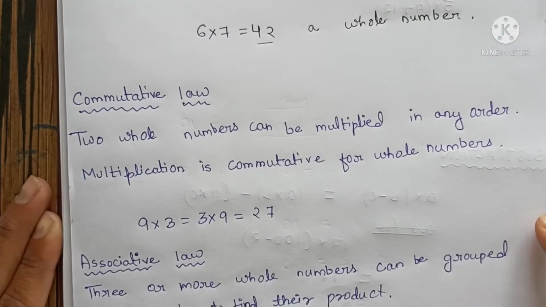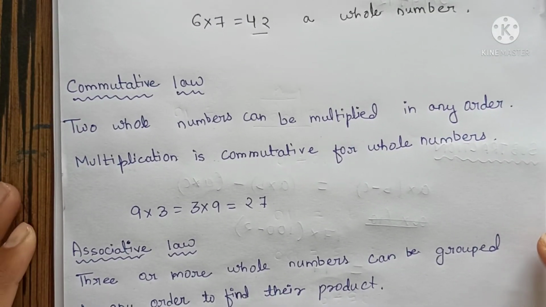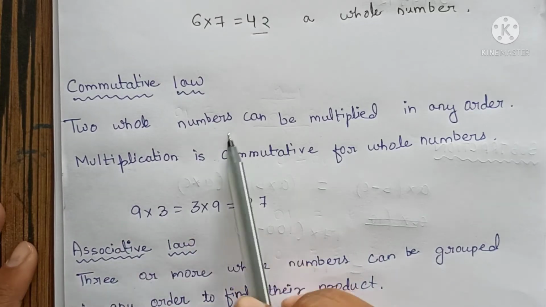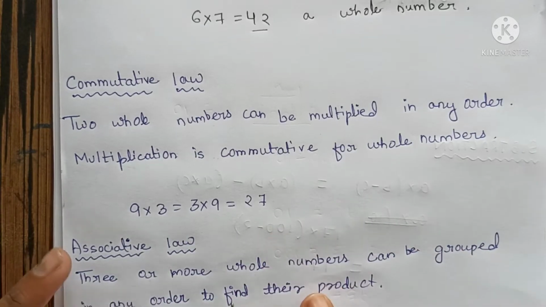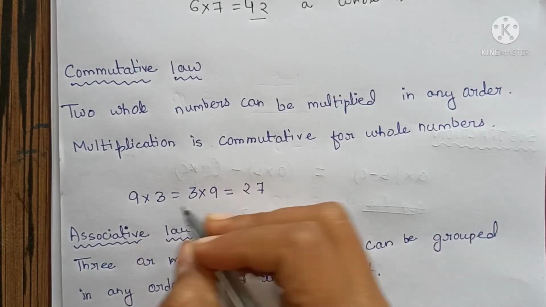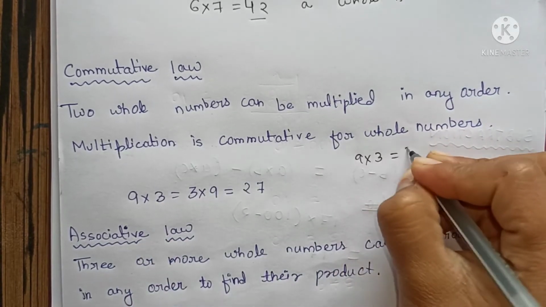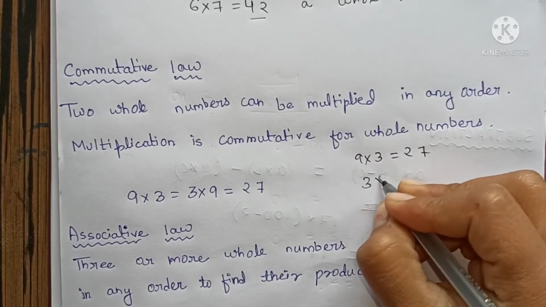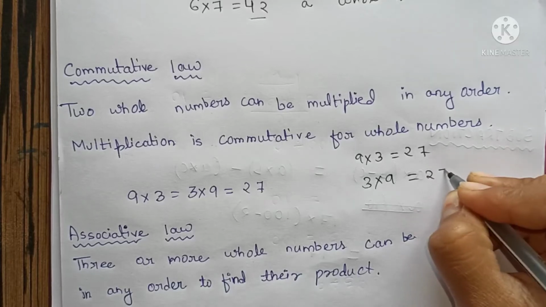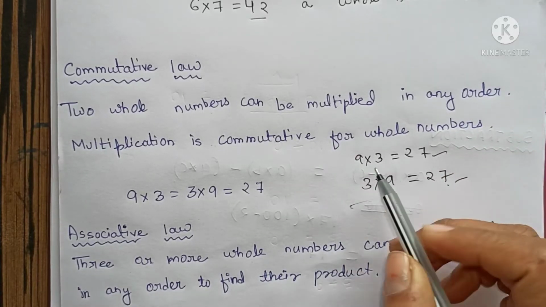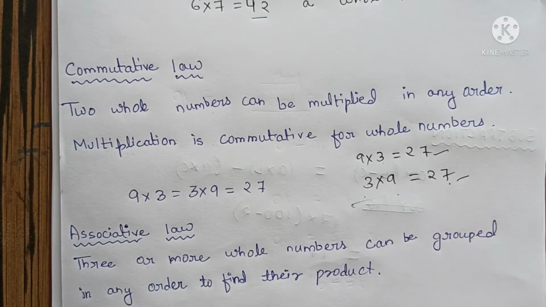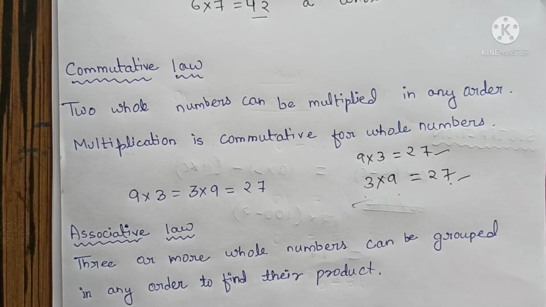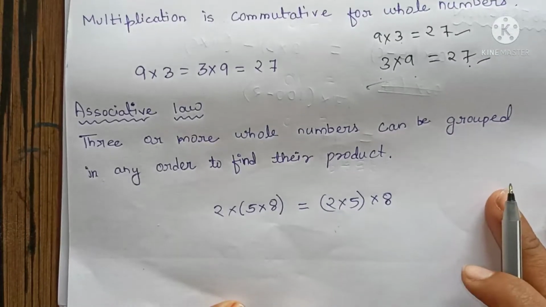Now let us move to the next, commutative law or commutative property. Two whole numbers can be multiplied in any order. So we will always get the same answer. Let us do one example. 9 into 3 is 27, and if we change the order, if we bring 3 in the first and 9 in the second, then also we are getting the same answer. So what we can say, 9 into 3 is equal to 3 into 9. This is commutative law. So commutative law is true for the multiplication of whole numbers.